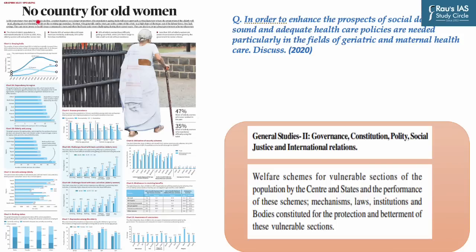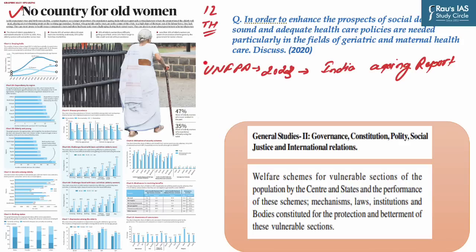So the next topic of today's discussion is based on this data point which featured on page number 12 of the Hindu newspaper. Now, the source of this data is the United Nations Population Fund and its report, which was published in the year 2023 and was named the India Aging Report.